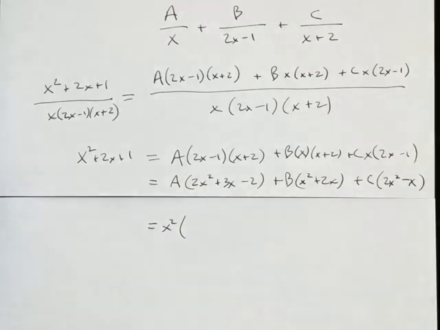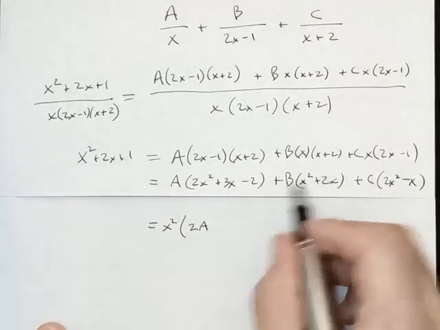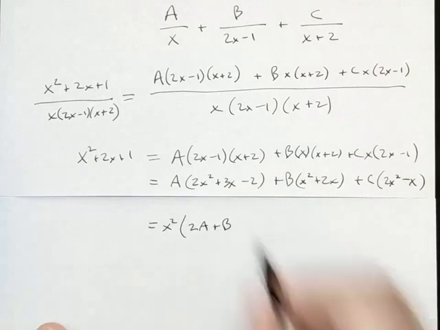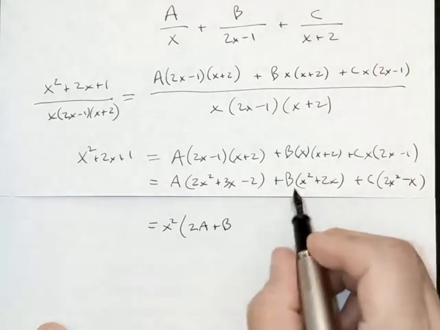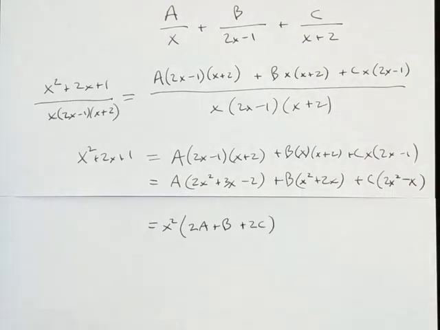From that first set of parentheses, I'm going to get 2a x squared. From the second set of parentheses, I'm going to get (a plus b) x squared. From the third set of parentheses, I'm going to get plus 2c x squared. All of those are x squared coefficients.